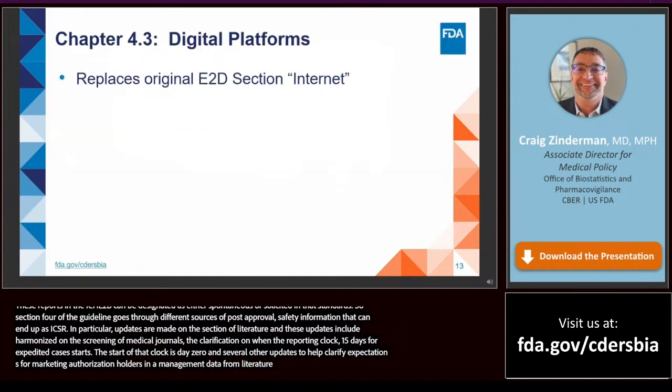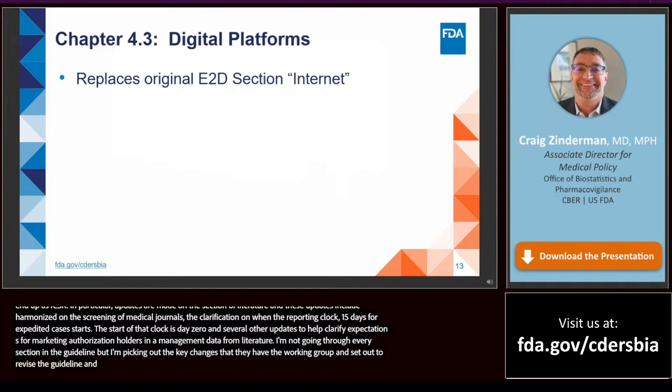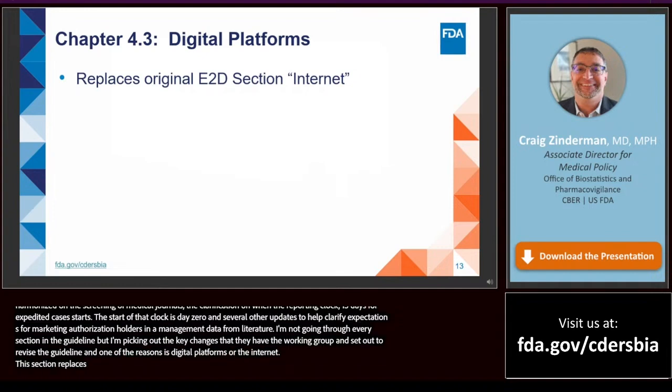Again, I won't be going through every section in the guideline. I'm just picking out the key changes that were really responsive to the reasons that ICH formed the expert working group and set out to revise the guideline. And one of those reasons is digital platforms or the internet. This section replaces the internet section in the previous version of the guideline.